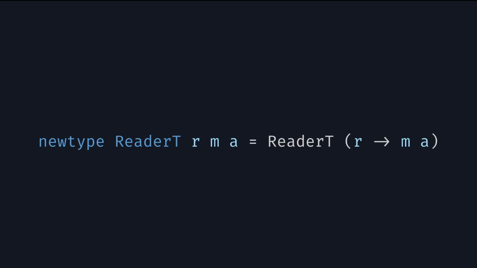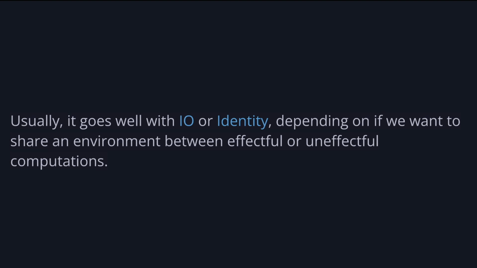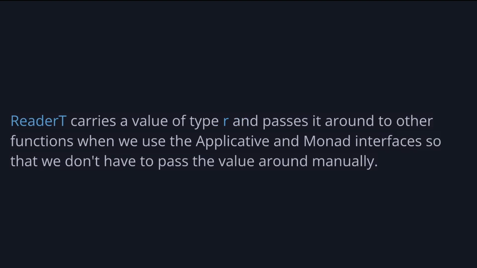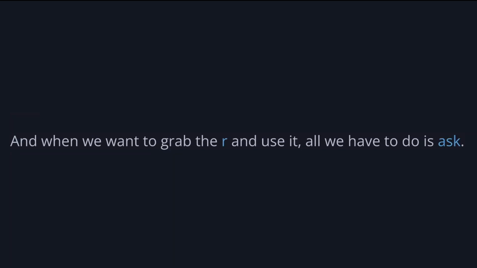The m could be any type that implements Monad that we are familiar with. Usually it goes well with IO or Identity, depending on whether you want to share the environment between effectful or uneffectful computations. ReaderT carries a value of type r and passes it around to other functions when we use the Applicative and Monad interface, so that we don't have to pass the values around manually. And when we want to grab the r and use it, all we have to do is ask.